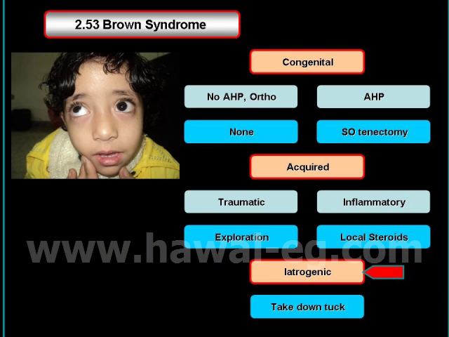Iatrogenic Brown occurs when an excessive tuck of the superior oblique tendon was done. In most instances, the surgical complication resolves with time. However, in some patients, this limitation persists and causes diplopia in up gaze, in which case the tuck may be taken down surgically.